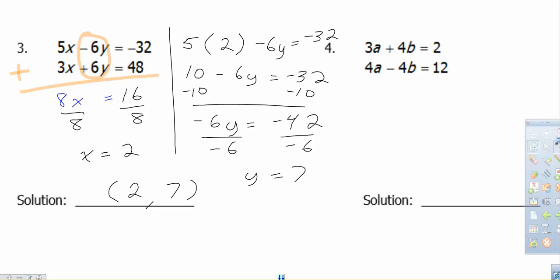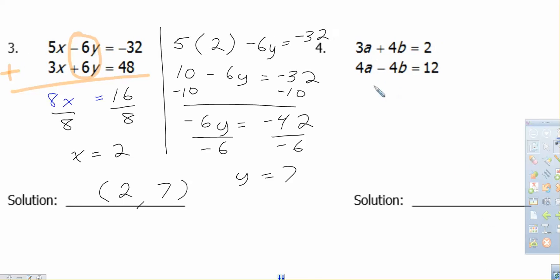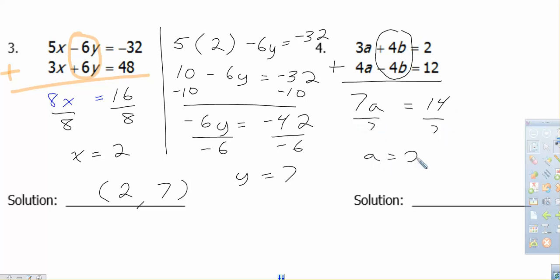Okay. Number 4. We have our zero pair, these two right here. I'm going to go and circle those. That'll get us 7a equals 14, which means that a equals 2.